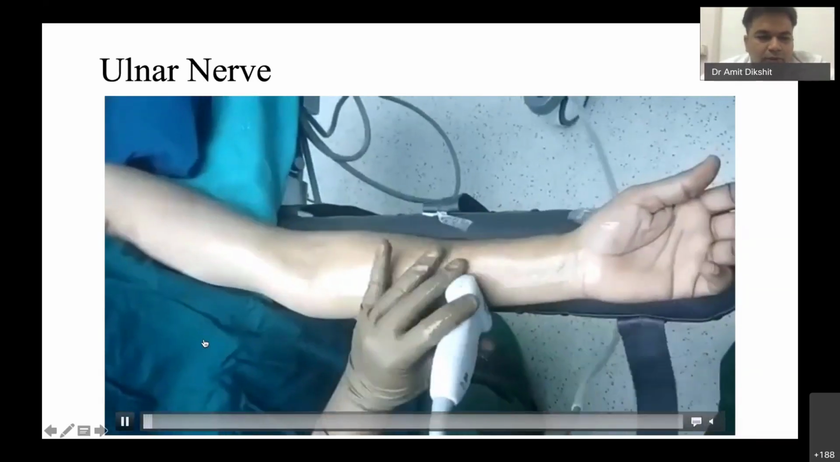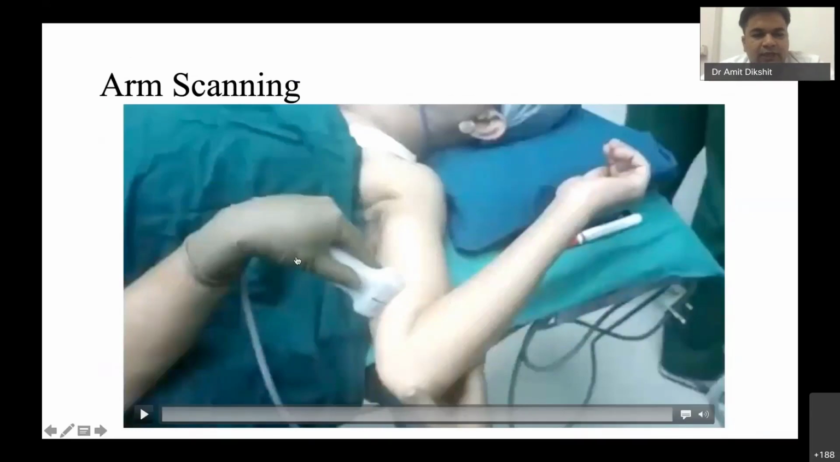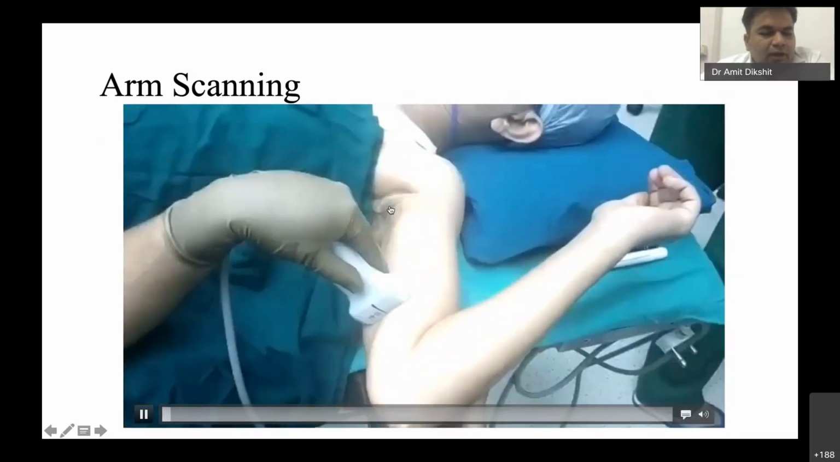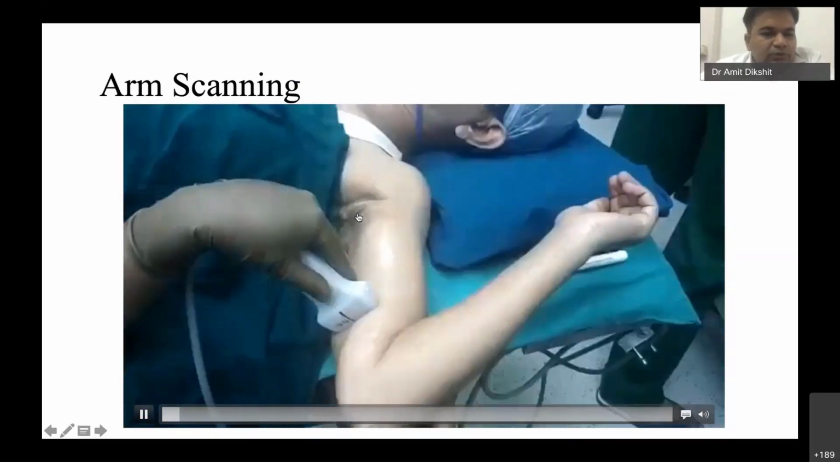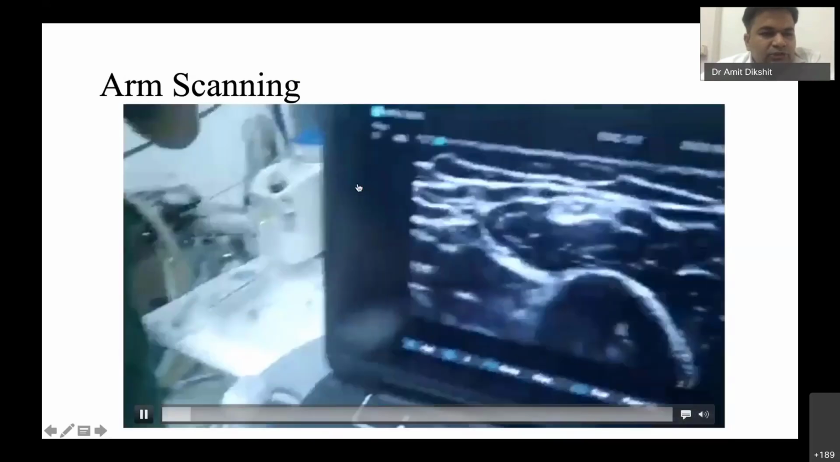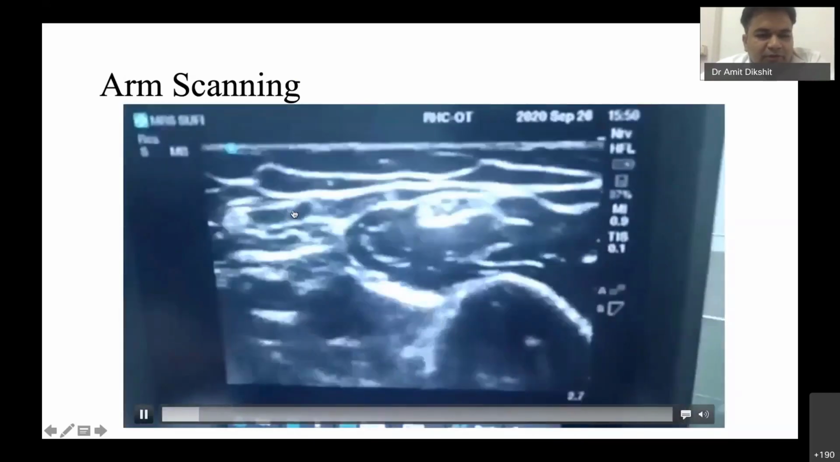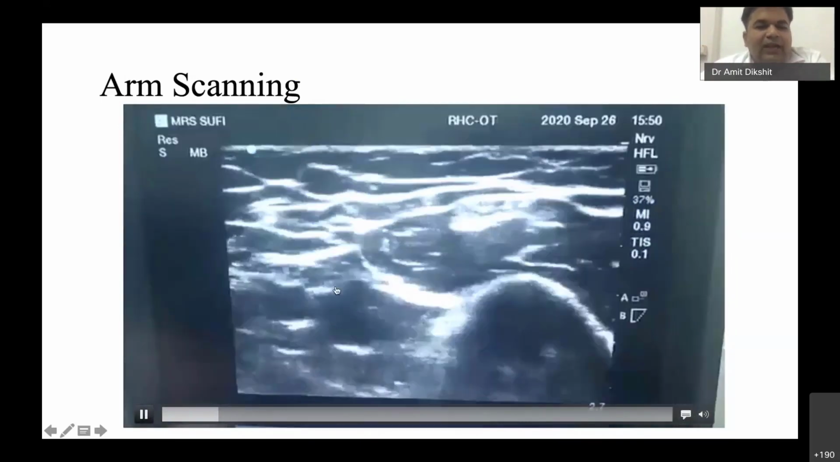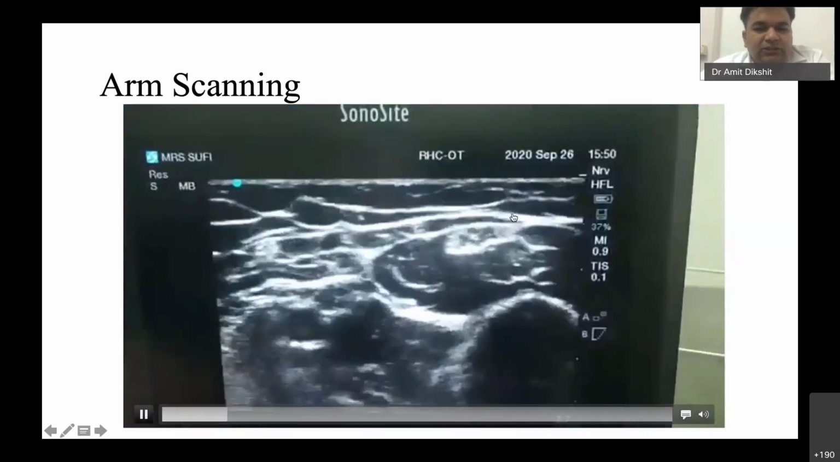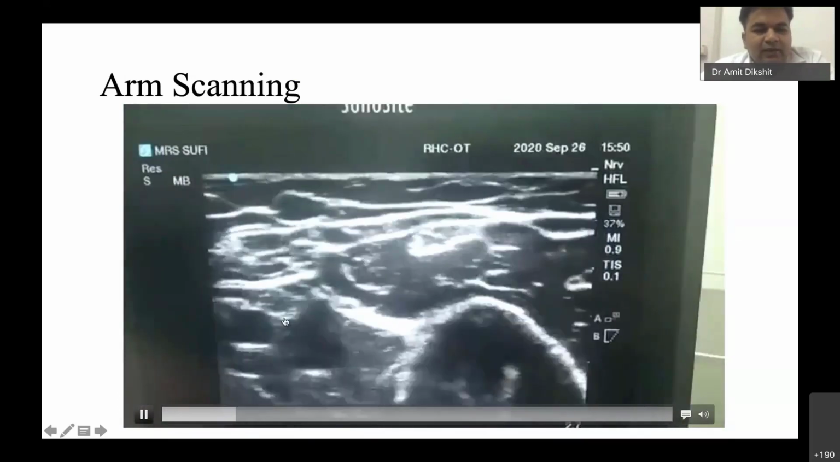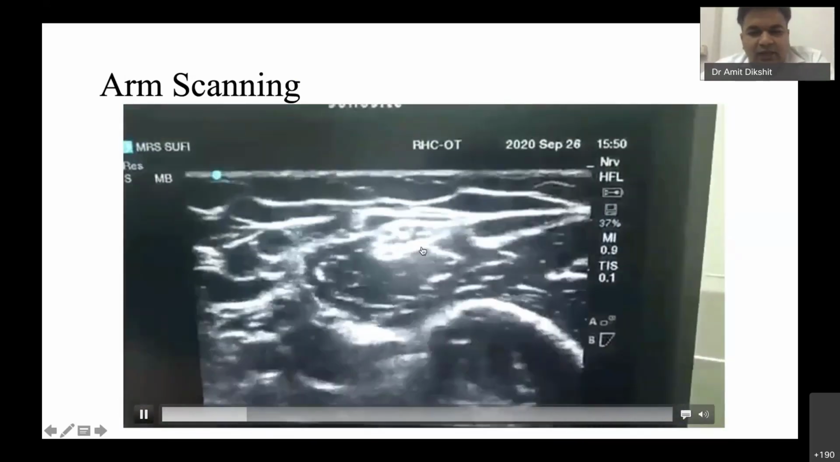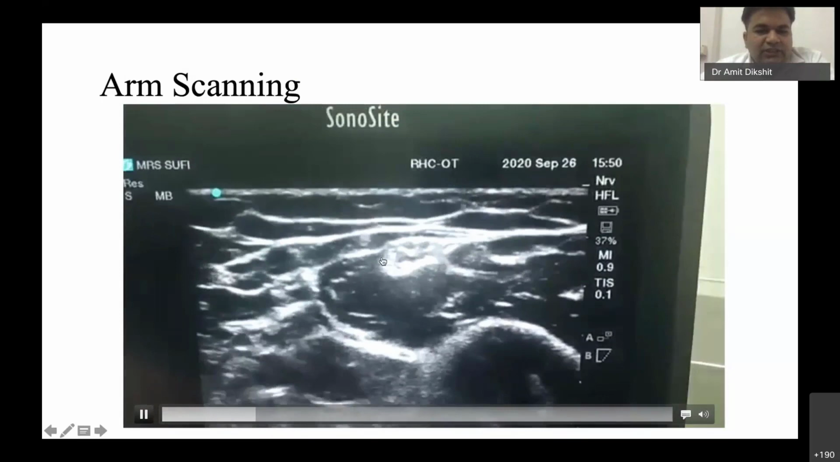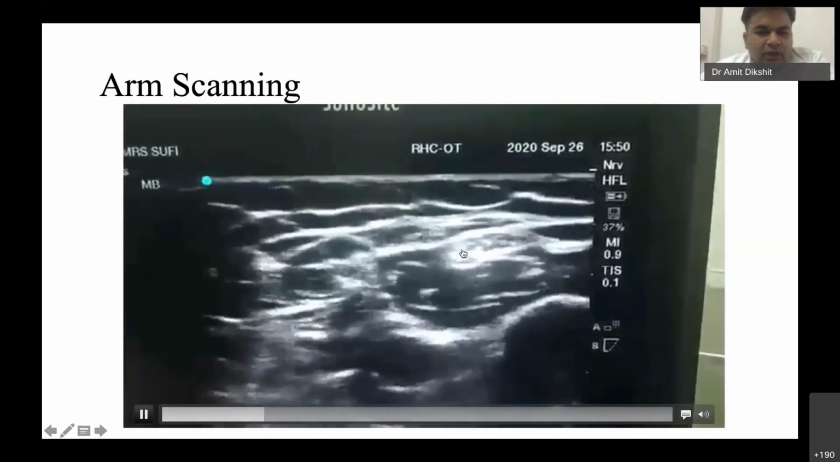So now what I'm trying to show you is the arm scan. We have seen in the axilla, the axillary artery. At the 3 o'clock, 6 o'clock, and 9 o'clock positions, we have all the nerves. But when we come to the lower half, how do the nerves pan out? On the lateral aspect is the radial, just by the side of the artery is the median, and on the ulnar side is the ulnar nerve. So here, what you are seeing is the ulnar nerve, the honeycombing pattern.